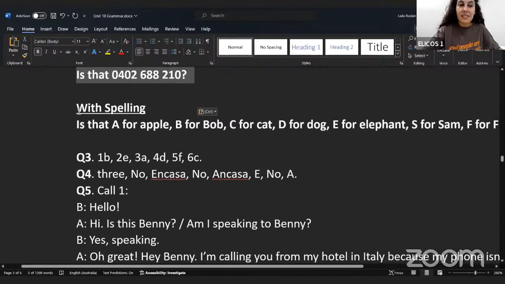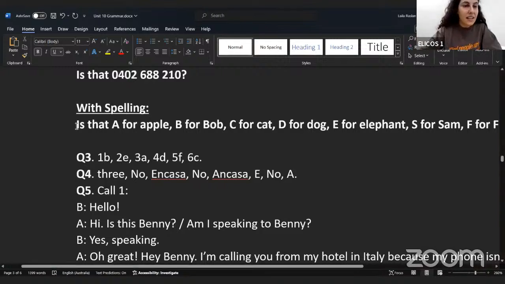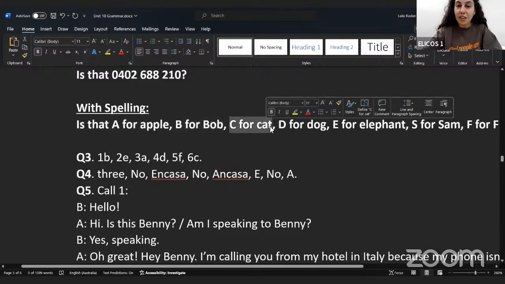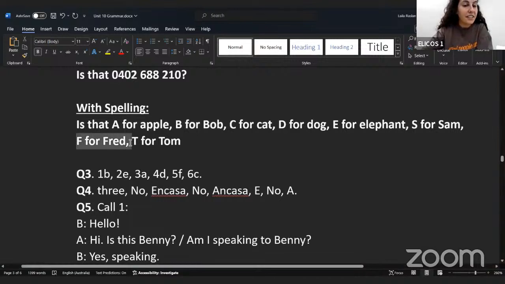Okay, maybe you want to check spelling. You want to make sure that you have the correct spelling. So you could say, is that A for apple? That's very common. If you want to know the letter, A for apple, we say B for Bob, C for cat. These are just some very common nouns we use. D for dog, E for elephant. Then we have a name here, S for Sam, F for Fred, T for Tom.